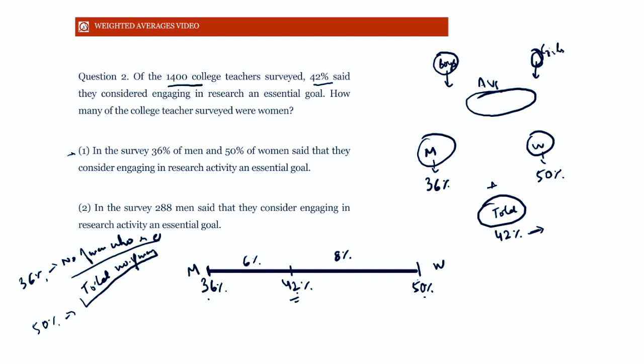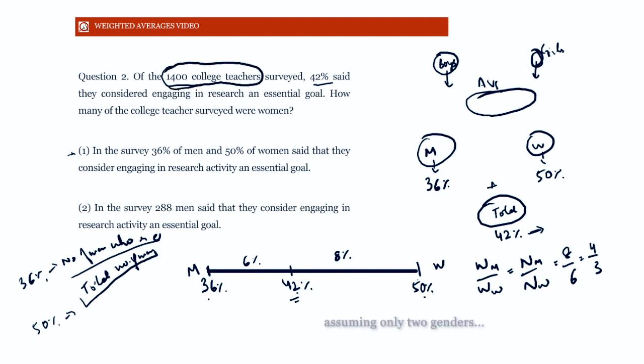So the weight of men upon the weight of women, that is the number of men upon the number of women, is going to be in the ratio of 8 upon 6, which is equal to the ratio of 4 by 3. Now I have got the ratio of the number of men and the number of women, and I know that we have a total of 1400 college teachers, right? So this means that the total is 1400.